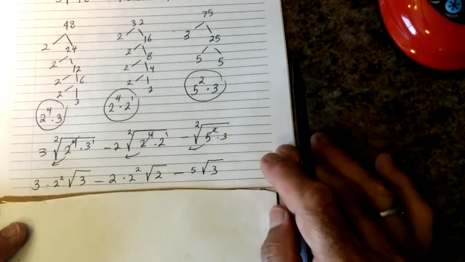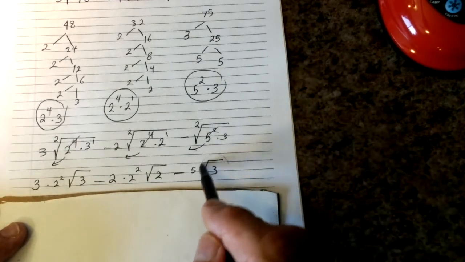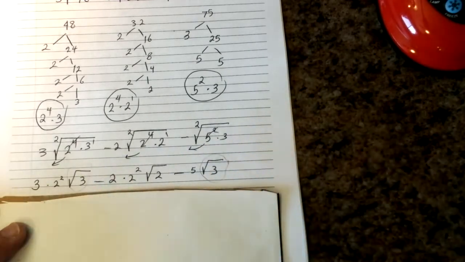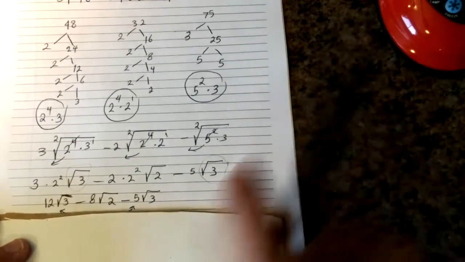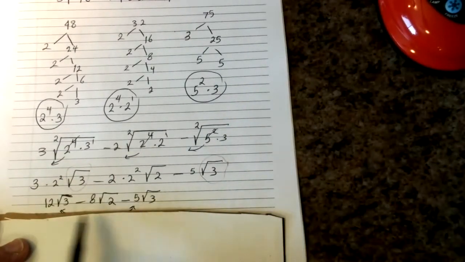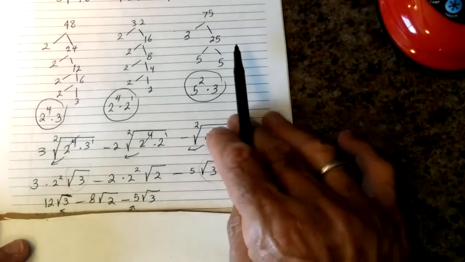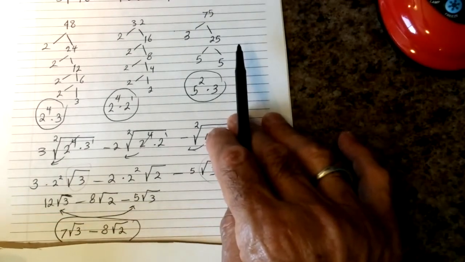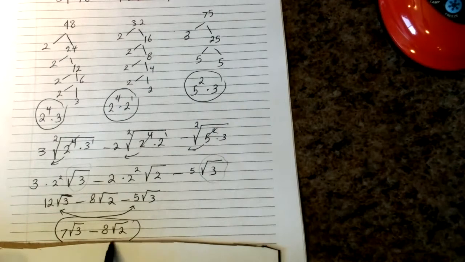Now you look and you see the only like terms are these two, which is 12 radical 3 and 5 radical 3. These two both have the same radical. So 12 minus 5 is 7 radical 3, minus 8 radical 2. See, now these two radicals are not the same, so you cannot subtract.